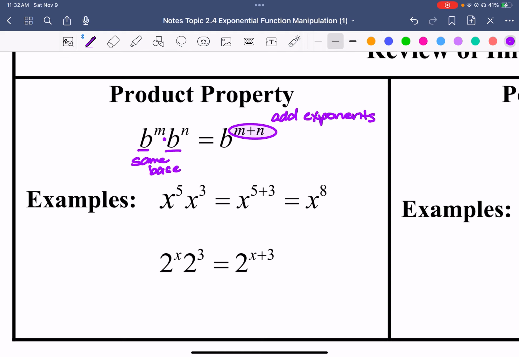Okay, so for example, we have x to the power of 5 times x cubed. You grab the two exponents, 5 plus 3, add them together, you get x to the power of 8. Or we can have 2 to the power of x times 2 cubed. You grab the x plus 3, and you can't simplify any more than that because they are not like terms.